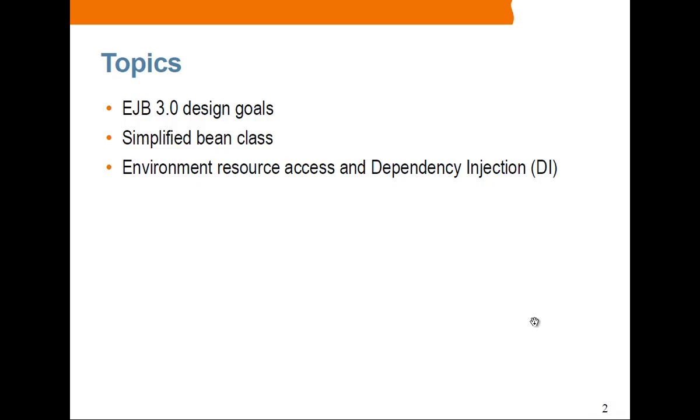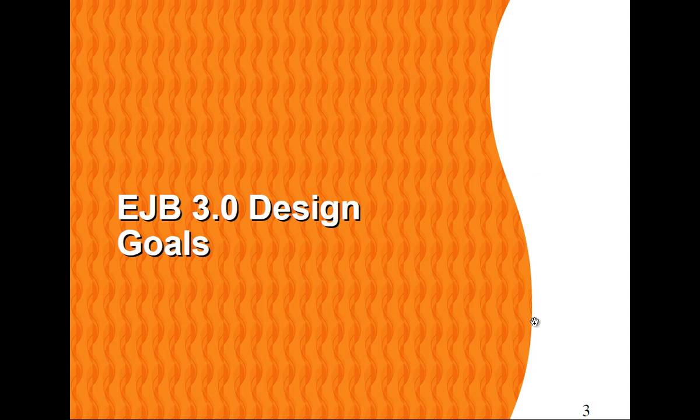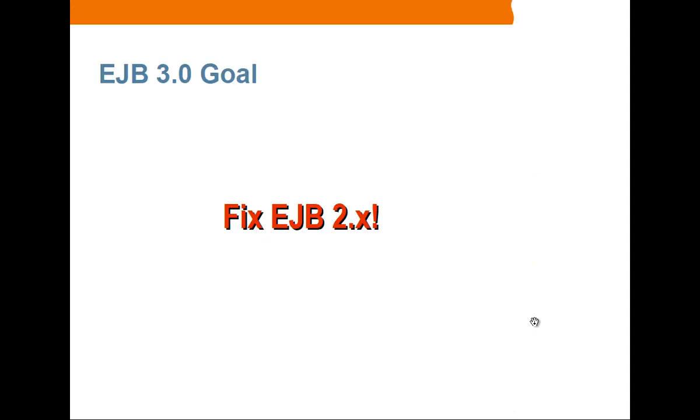So here we are going to learn EJB 3.0 design goals and simplified bean class and environment, resource access and dependency injection. So design goals of 3.0 is to fix the problems of EJB 2.x. Now I want to actually get you a sense of why EJB could be still useful.